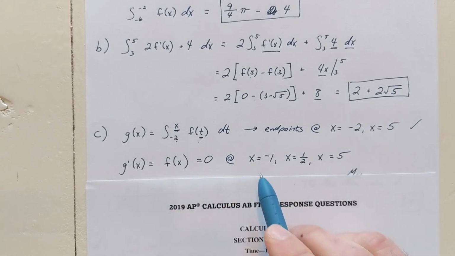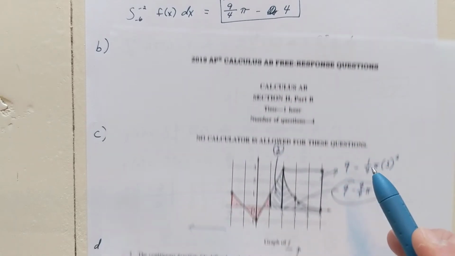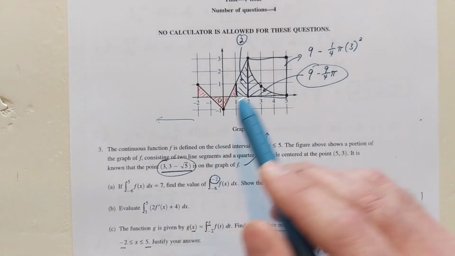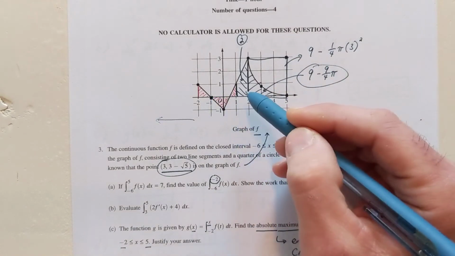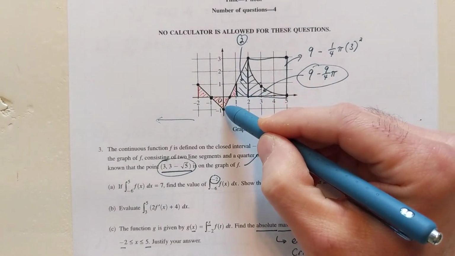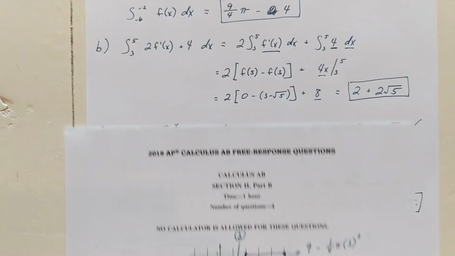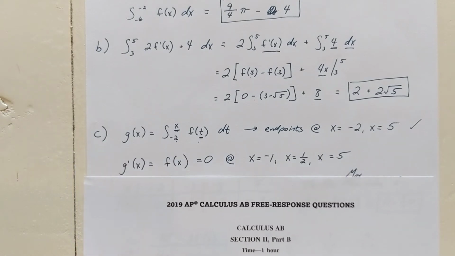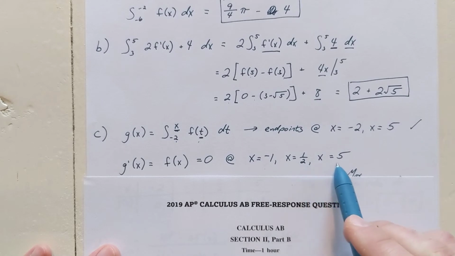And so those things happen at 3 spots right here, guys. f of x is equal to 0, and if we go back and look at the graph of f, which we're looking at here, it equals 0 right here at -1, right here at a positive 1/2, which I know because this is a linear function, and again, right over here at 5. So that got us 3 potential spots right there for critical points: -1, 1/2, and 5.